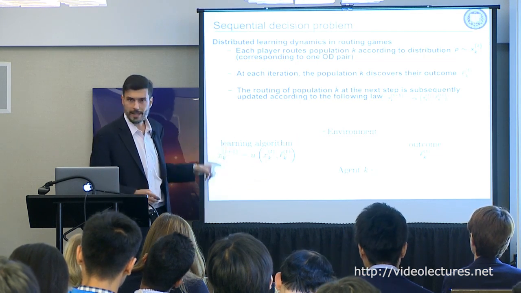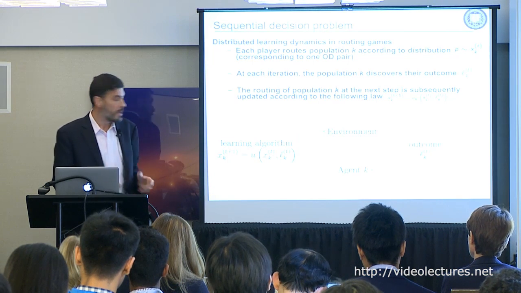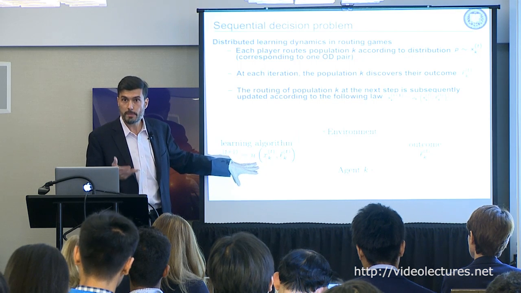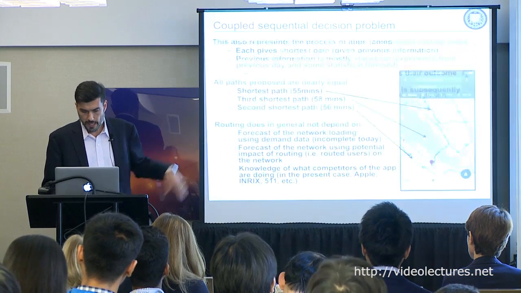So we'd like to understand that process. Does it converge to something optimal? And it's a true open question because it really depends on what people do. So that's just what I described here.